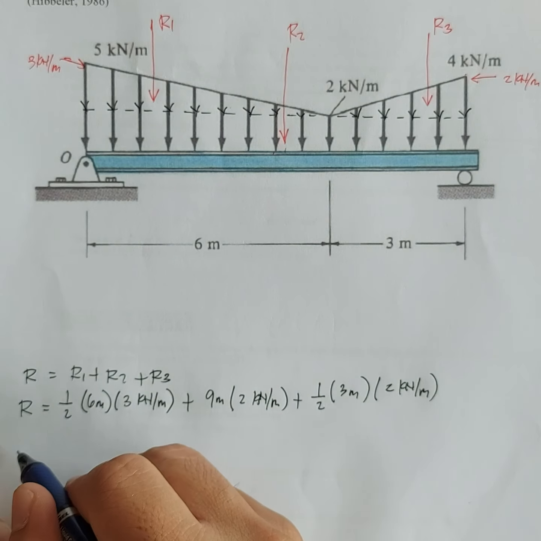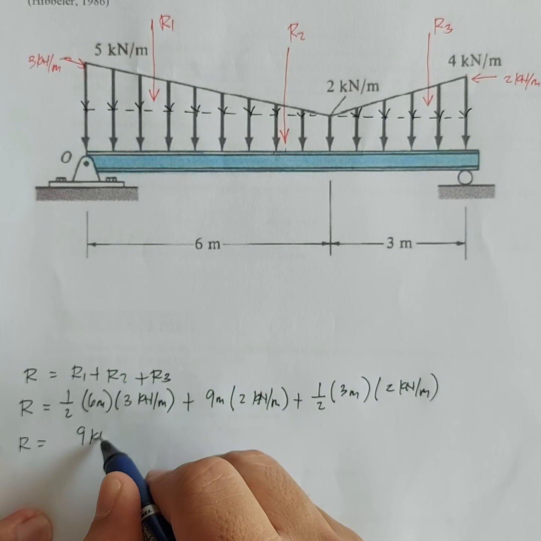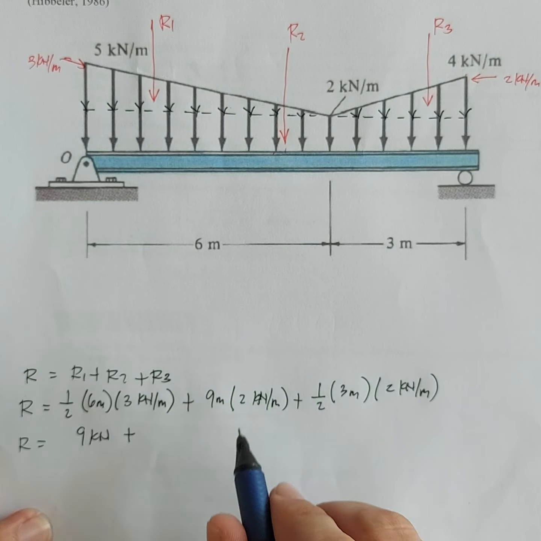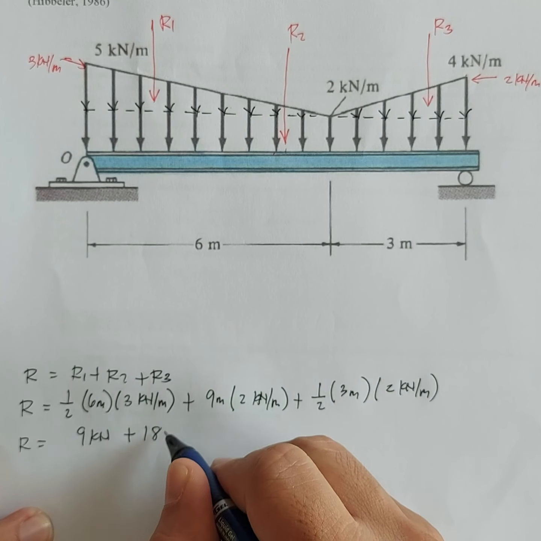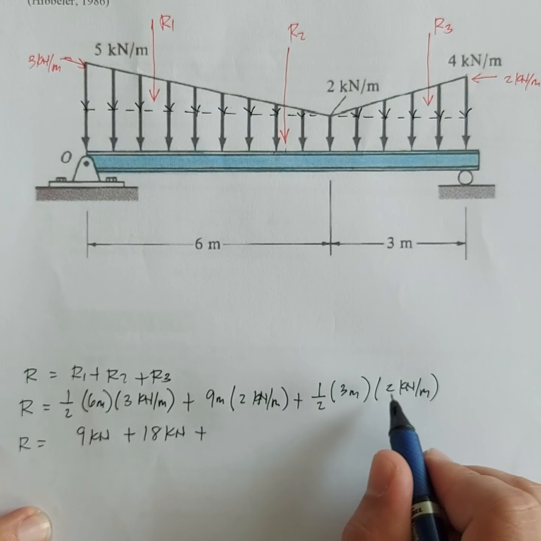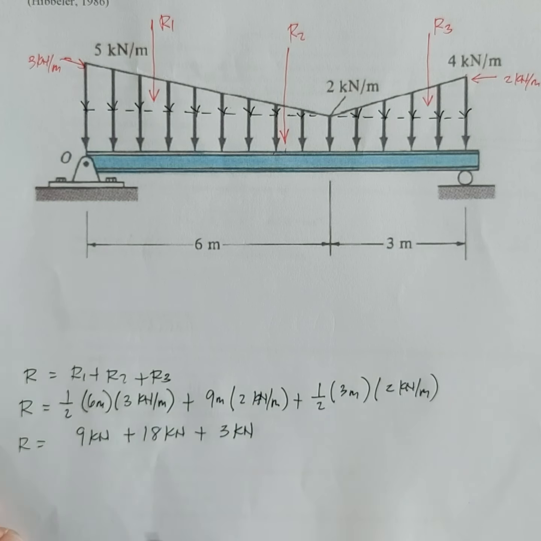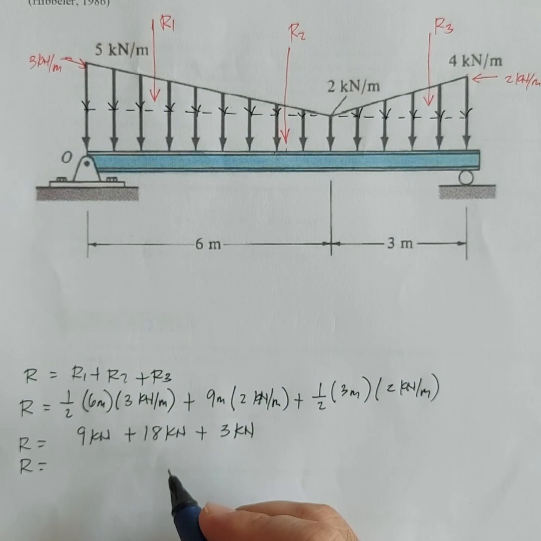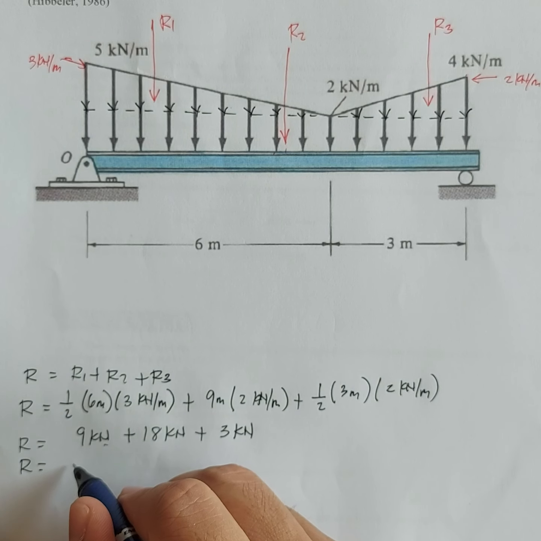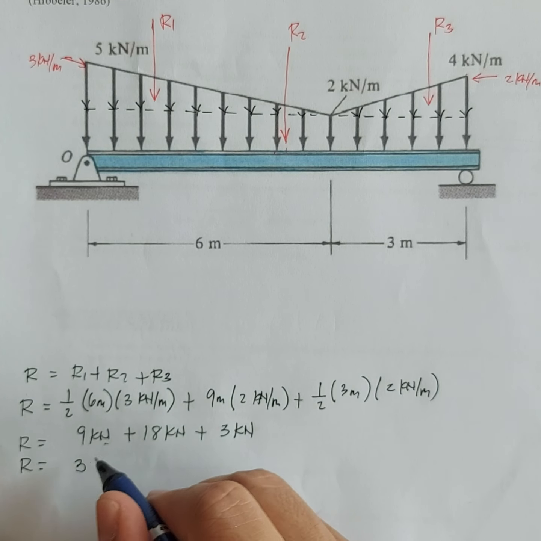Okay? So R1 is 9 kilonewtons. R2 is 18 kilonewtons plus R3 is 3 kilonewtons. So the resultant force now is equal to, adding all of them, 30 kilonewtons.